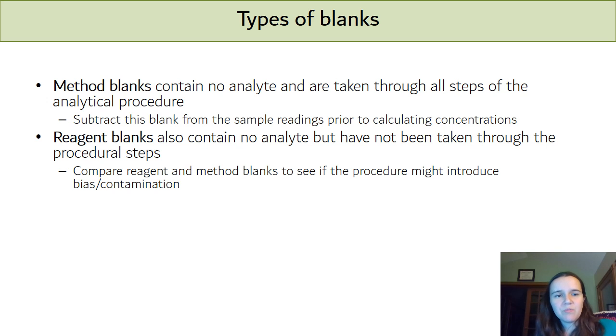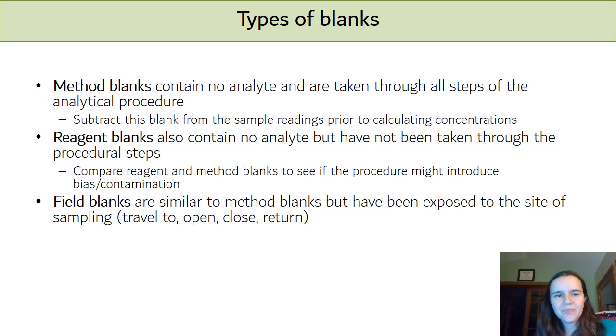Sometimes you can make both method and reagent blanks and see if your procedure might have introduced some sort of contamination, because it might be there in the method blank but not in the reagent blank. Field blanks are similar to method blanks. They've gone through the entire procedure, but they've also been exposed to the site of sampling.